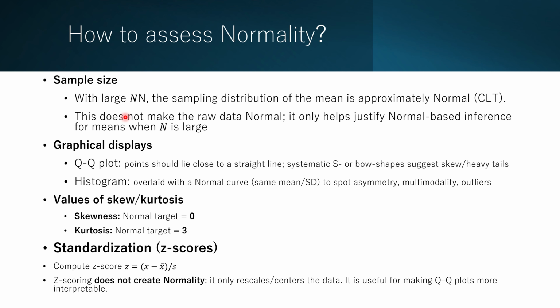And we can check graphs, QQ plot or histogram. We can use a histogram or QQ plot to check whether the distribution is normal or not. And values of skewness and kurtosis can also be checked. Skewness should be 0 and kurtosis should be 3 in the normal distribution.